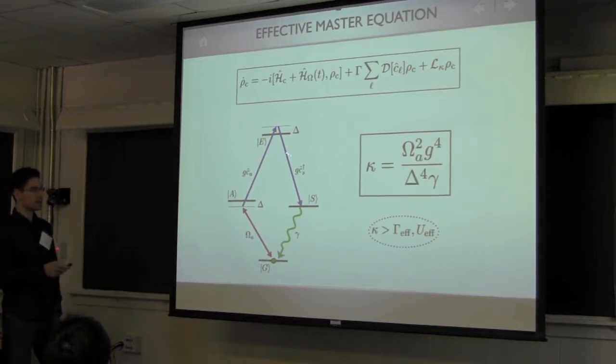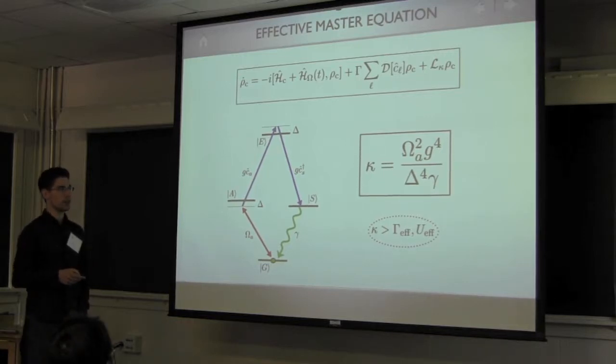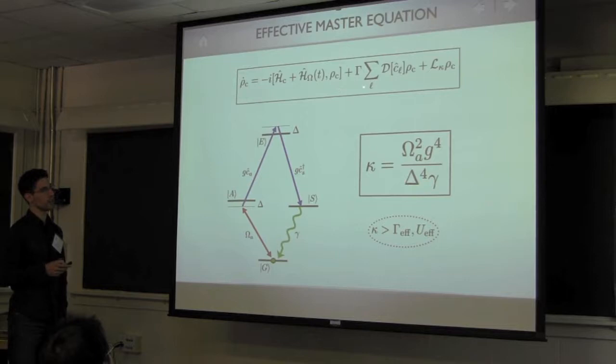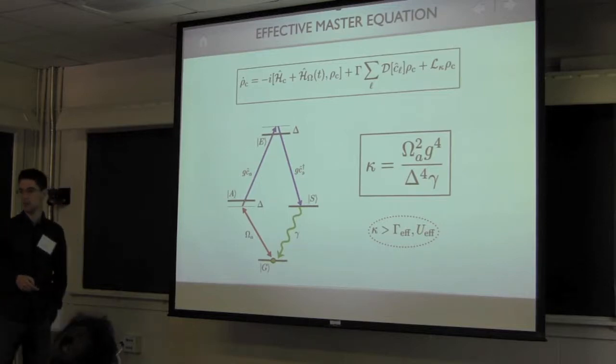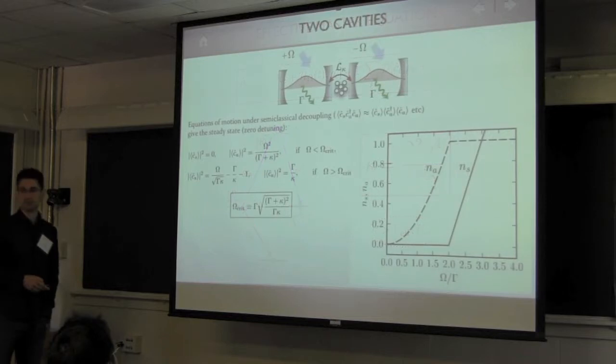And when I trace over the qubit degrees of freedom, I can see that the effective rate dominating these dynamics is on this order here, which can actually dominate both the unitary dynamics and the dissipative dynamics. And this is the condition that I have to impose for the system to eventually condense into this Bose-Einstein condensate of photons. And so then, go ahead.